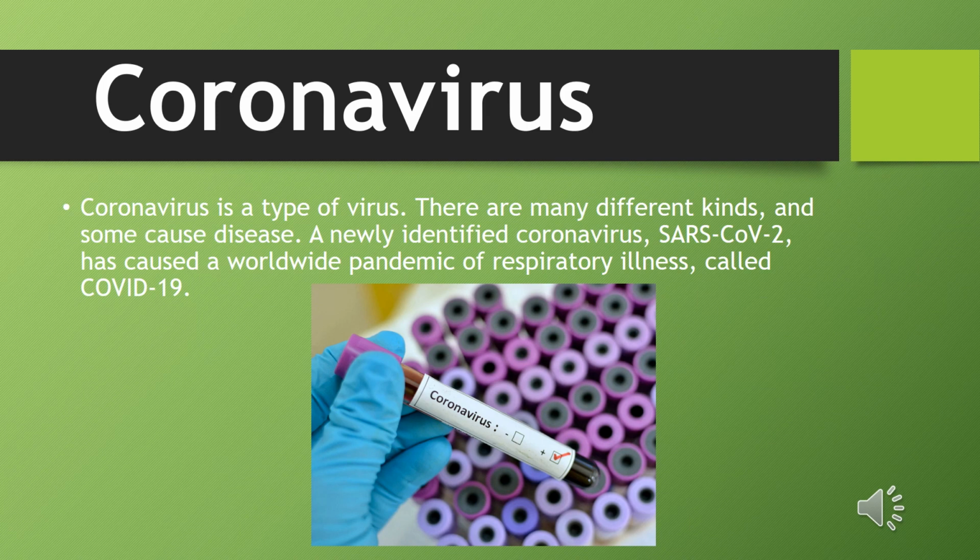First word is coronavirus. Now what is coronavirus? It's a type of virus and it's a group of related viruses that cause disease in mammals and birds. They also cause respiratory tract infection, which can range from mild to severe. So that's coronavirus.